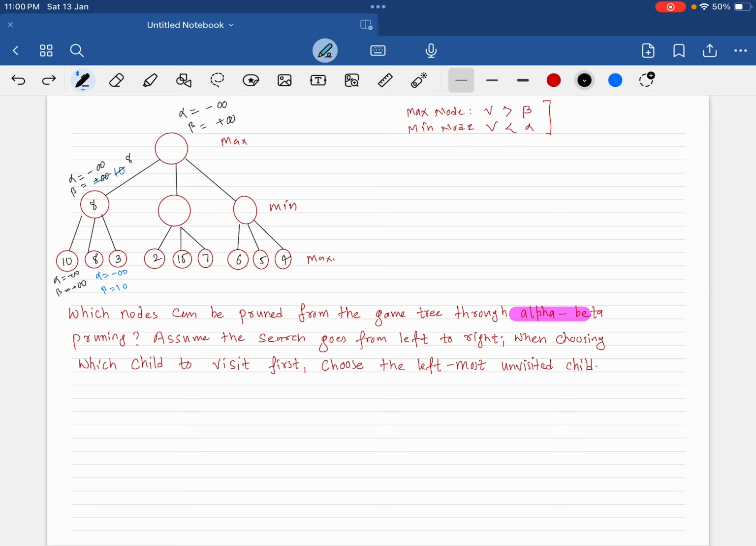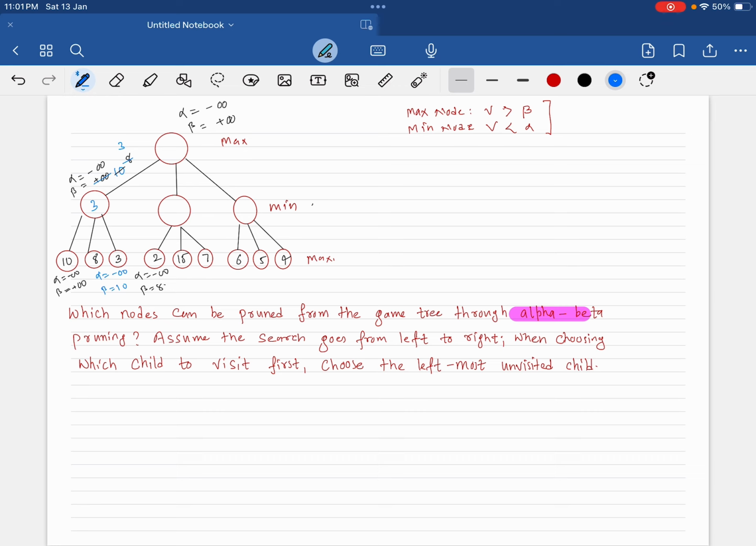Again we will check the condition, that will again not satisfy. Then again we will visit this one. So here we will have alpha, that is minus infinity, and beta is 8, right? And this is a min node, right? So it will try to keep the min, so here we will have 3. Since it is the min node and min is 3, we will update this to 3, and the beta value will get updated to 3.